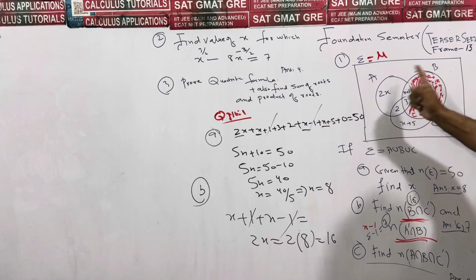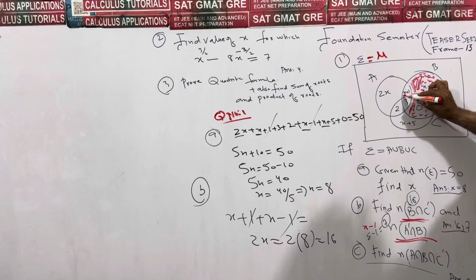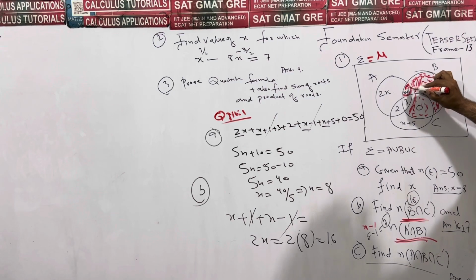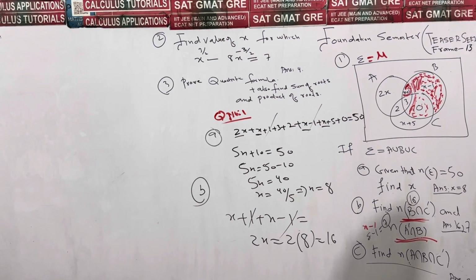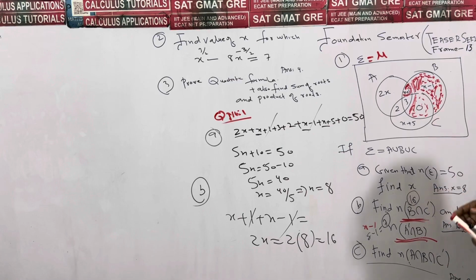We have to restore A intersection B but not C. We have to restore that portion. That's our required portion. That is A intersection B, C complement. That is the result for this.